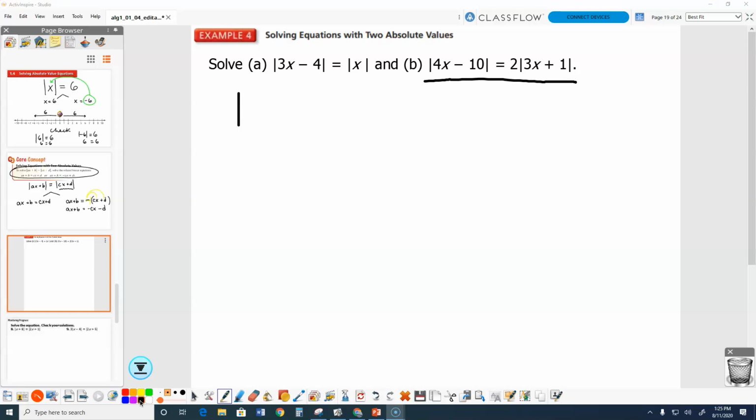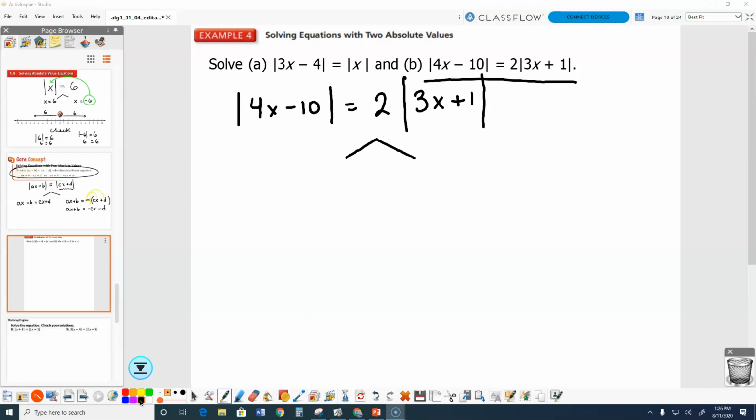I'm going to say the absolute value of 4x minus 10 is equal to 2 times the absolute value of 3x plus 1. Now remember, when we have any absolute value, we're going to make two different equations. The first equation, we're just going to write everything that we see. In the second equation, we're going to need to multiply the absolute value by -1.